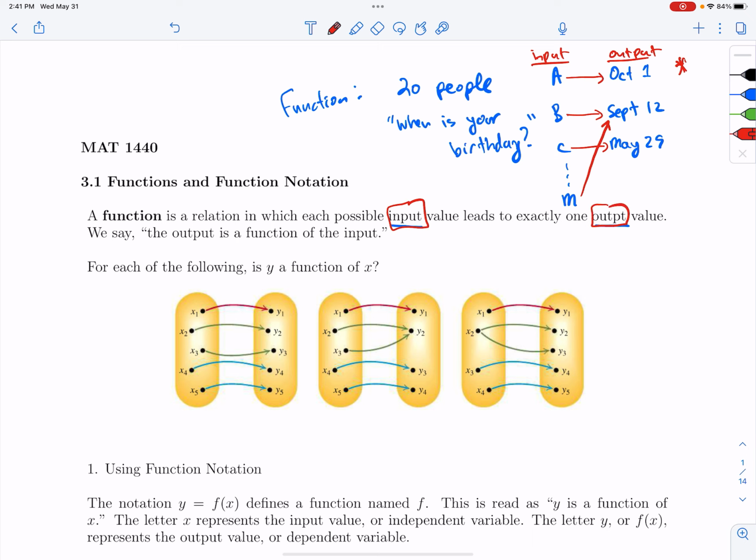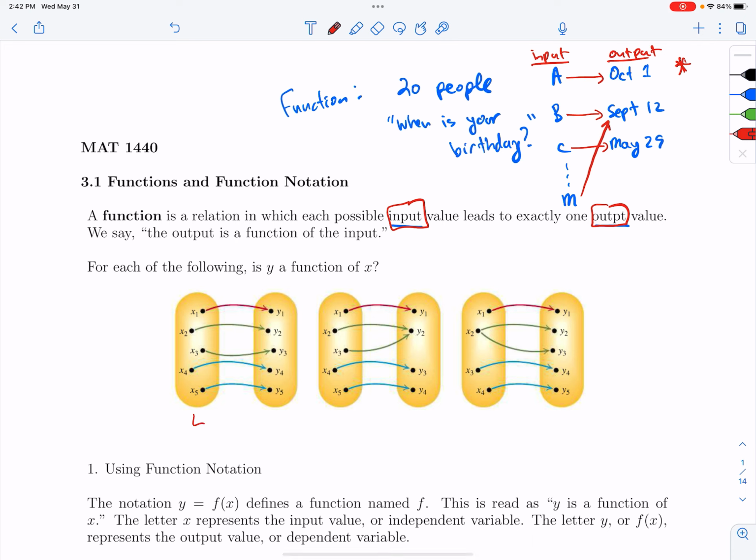This situation would not be a function if we were to say something like person A has two different birthdays, October 1st and July 12th, for example. We know that doesn't make sense. People only have one day that they were born, so that's why that situation represents a function.